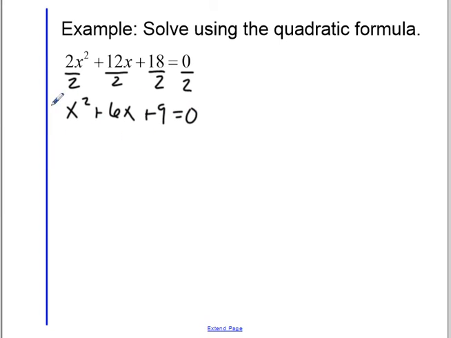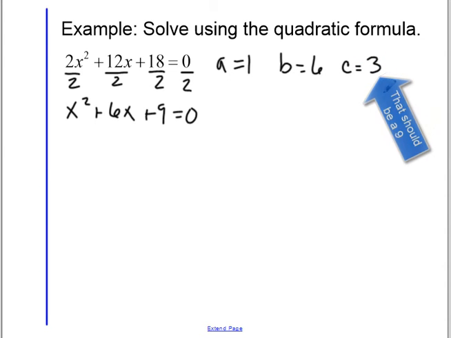I'm going to take that A, B, and C, A is 1, B is 6, C is 9, and use that in the quadratic formula. A, B, and C plugged in correctly into the quadratic formula would give me negative 6 plus or minus the square root of 6 squared minus 4 times 1 times 9.